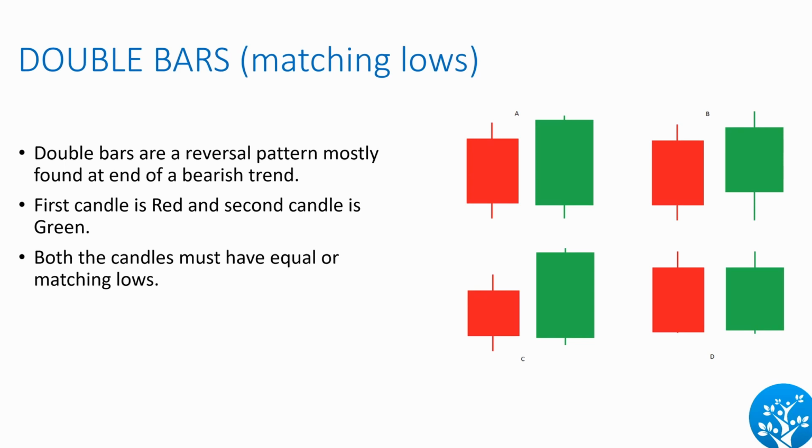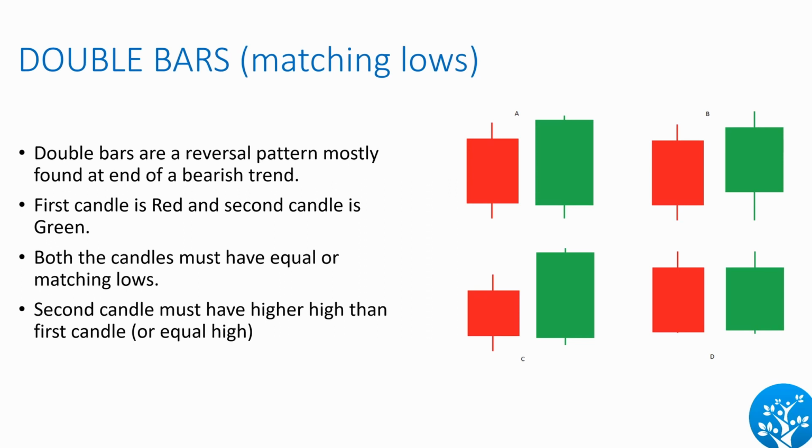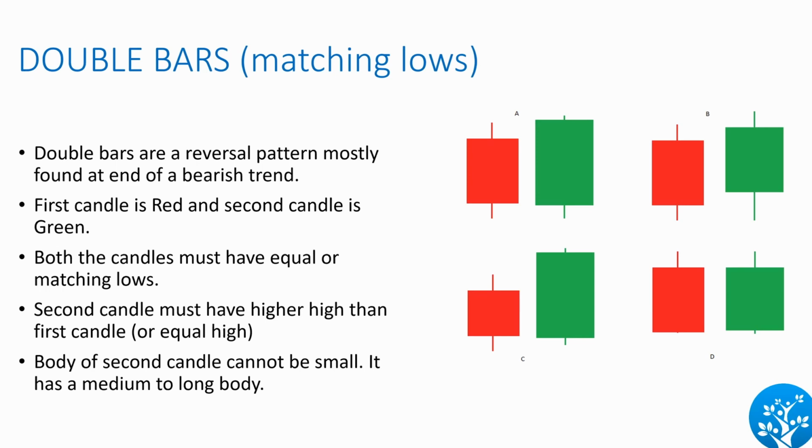Second candle must have a higher high than the first candle. So once they have a matching low, the second candle is going up and it is either making an equal high to the first candle or making a higher high. That's why the double bar matching low is considered to be bullish. Body of the second candle: because we want this to be a bullish pattern, we will not accept it if the body of the second candle is very small. It cannot be a doji, it cannot be a small body, it has to have a medium to long body at least.